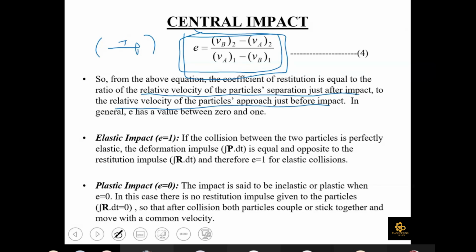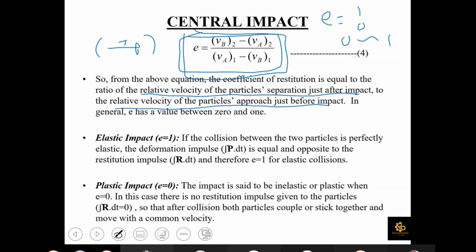Yes, sir. Okay, now since we have defined earlier that this coefficient of restitution comes out to be the ratio of relative velocities of particles just after impact to the relative velocities of particles just before impact. Now, based on the value of E, you can define the type of collision as either elastic collision, plastic collision और elastoplastic collision. ये तीन तरह की collisions आपकी होती हैं. One is the elastic collisions, the other one are the plastic collisions, and the third one, which are the more common ones, are the elastoplastic collisions.